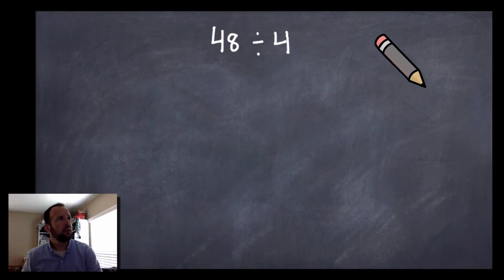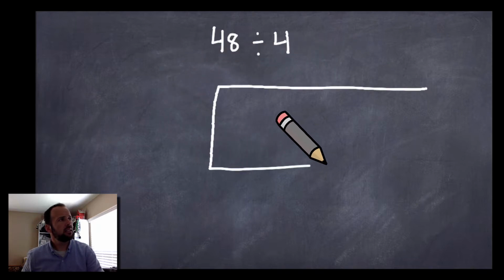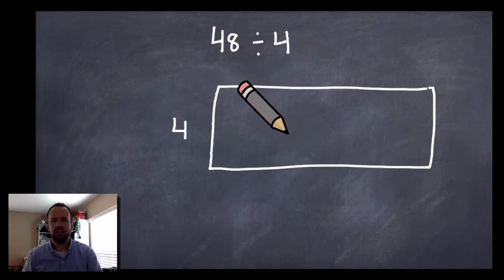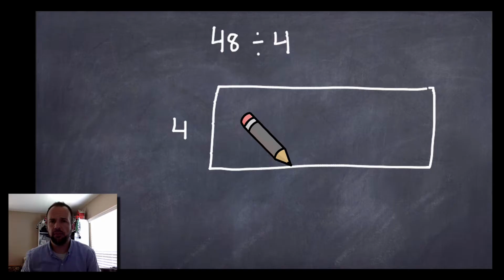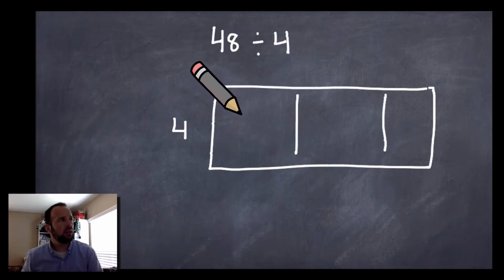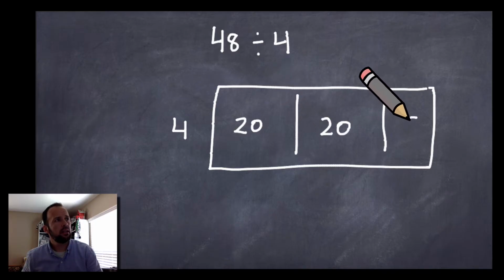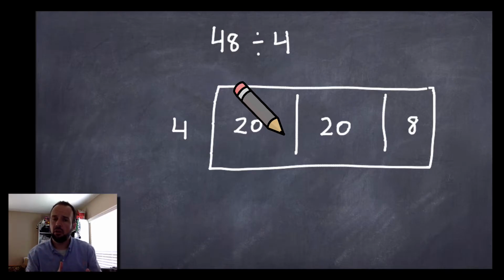Let's start with that same problem again, 48 divided by 4. But instead of dividing it into a 40 and an 8, is there a way that we could divide it into something else? Maybe like 2 20s and an 8. Could we do that? Show me what that would look like. I could divide this up into a 20, 20, and an 8. Altogether, it would still be 48.